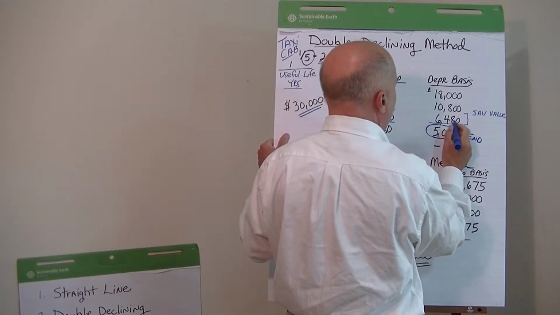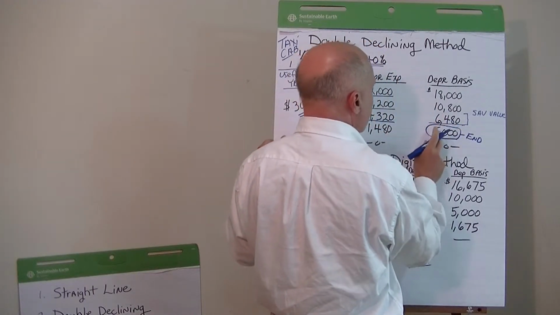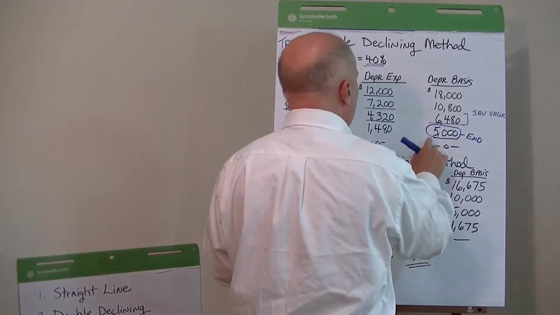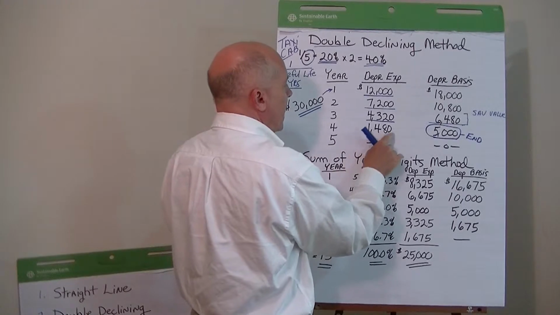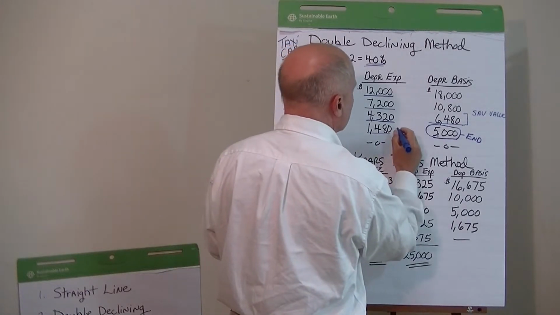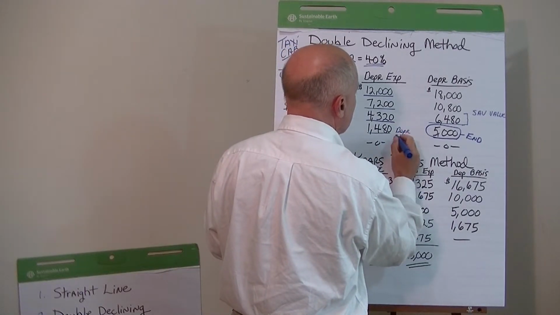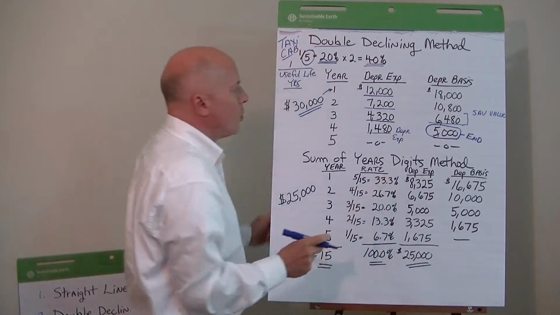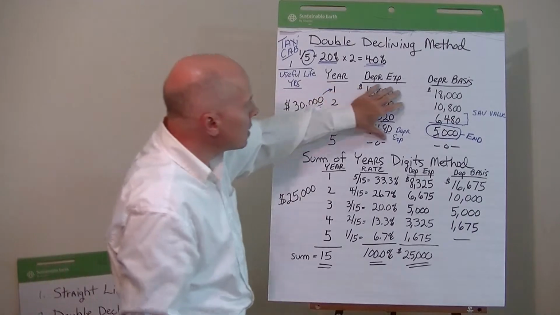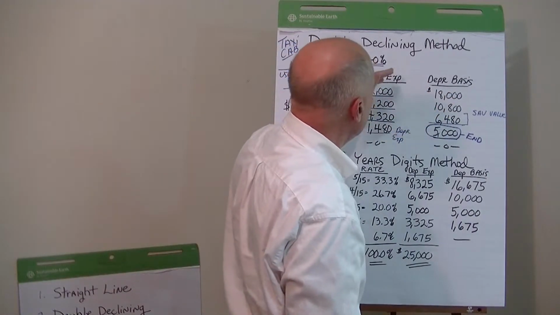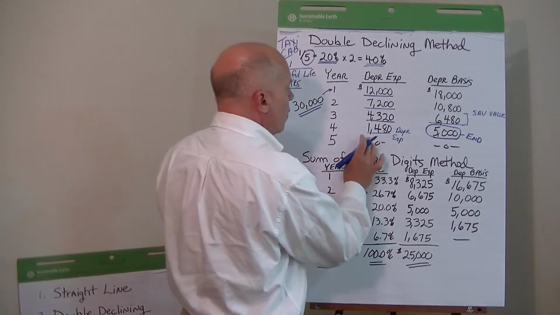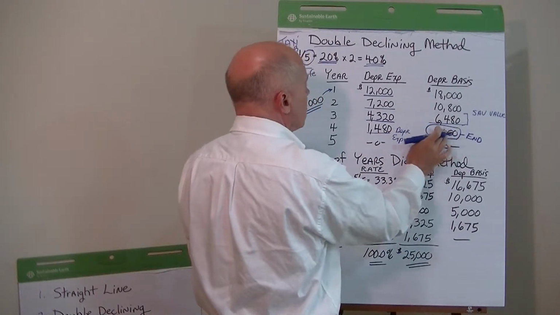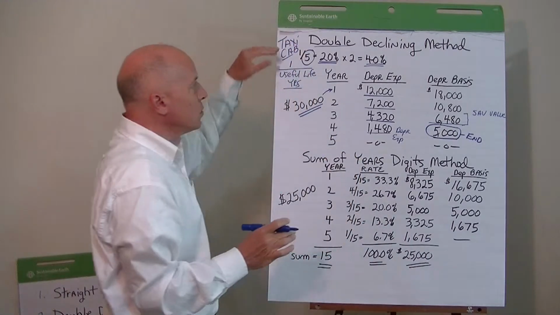So 6,480, and we want to leave $5,000. 6,480 less $5,000 is 1,480. So this is the final depreciation expense that we will make to make sure we have $5,000 left over. So this is the double declining method that writes off the asset really quickly, and you have no entry in the 5th year because you've completely written it off and gotten it down to its salvage value by year 4.